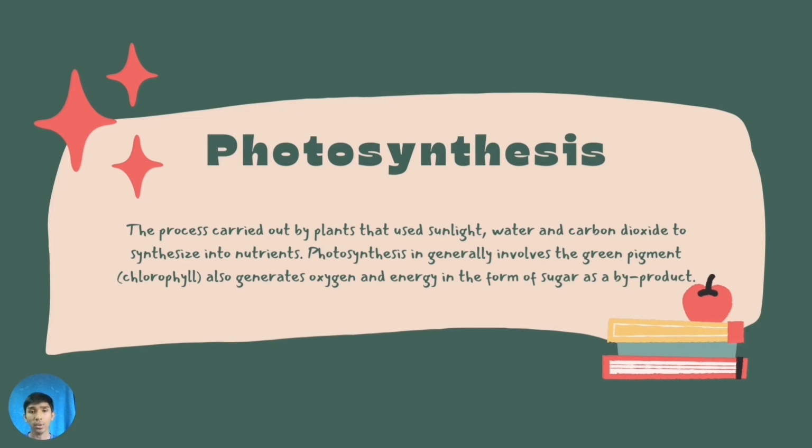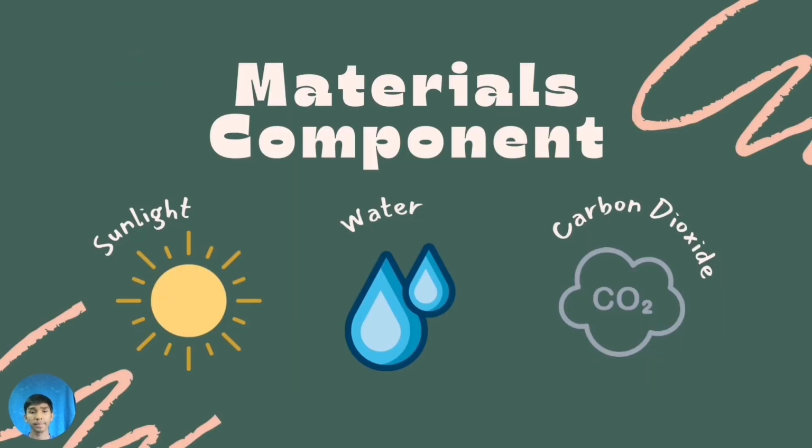Photosynthesis generally involves the green pigment, that is chlorophyll, and also generates oxygen and energy in the form of sugar as a byproduct. The material components needed to carry out the photosynthesis process are sunlight, water, and carbon dioxide. If one of the three substances is missing, photosynthesis cannot be carried out by the plant.